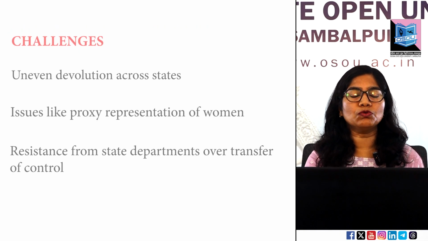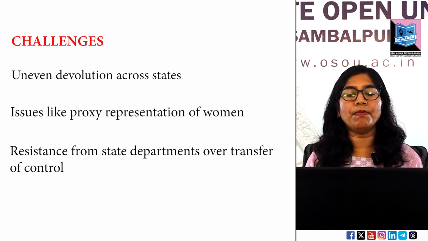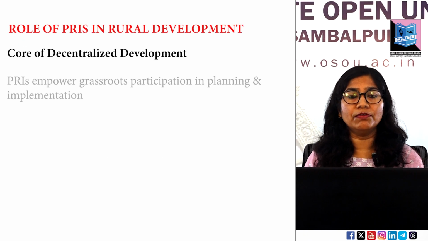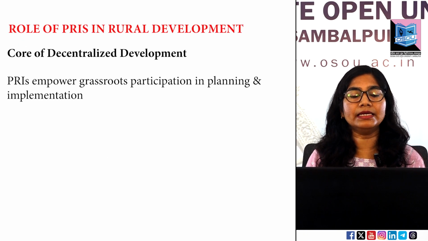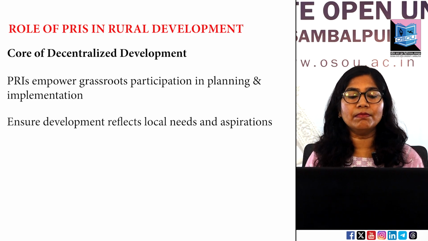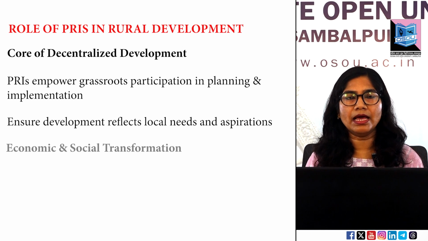The major challenges of this framework are uneven devolution of power across the states and proxy representation of women in some areas. Role of PRIs in rural development. Now we will understand and analyze how it works in rural development. Panchayati Raj institutions form the core of decentralized development, enabling grassroots participation in both planning and implementation of rural initiatives. The key role of PRIs is decentralized planning, ensuring development plans reflect local needs and aspirations.